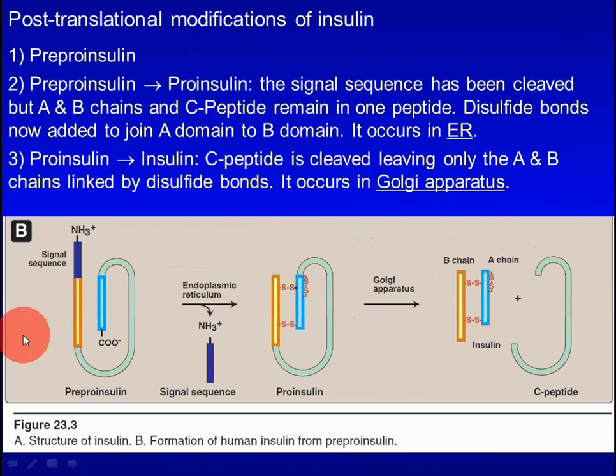Right after translation, a single polypeptide called preproinsulin is made. In the rough ER, the signal peptide is cleaved and disulfide bonds are formed, giving rise to proinsulin. In the Golgi apparatus, the C-peptide is cleaved, giving rise to mature insulin.